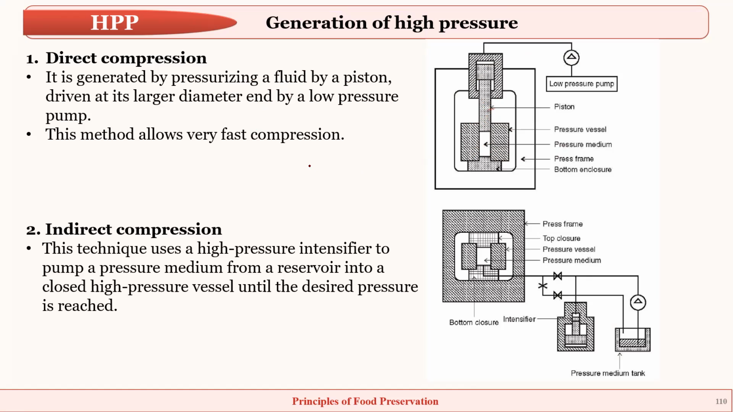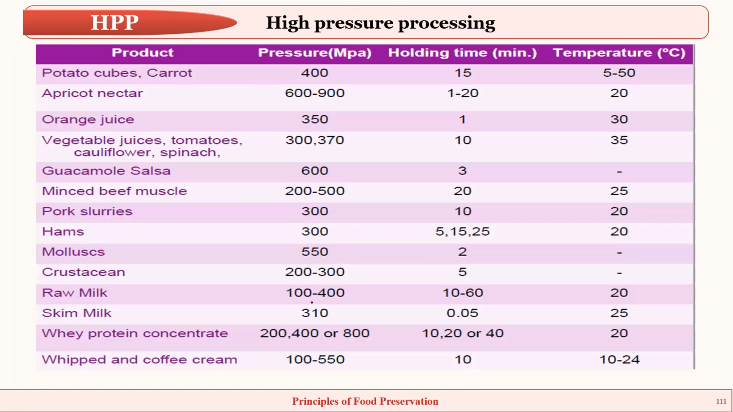This method allows very fast compression. In the indirect compression, this technique uses a high pressure intensifier to pump a pressure medium from a reservoir into a closed high pressure vessel until the desired pressure is reached.